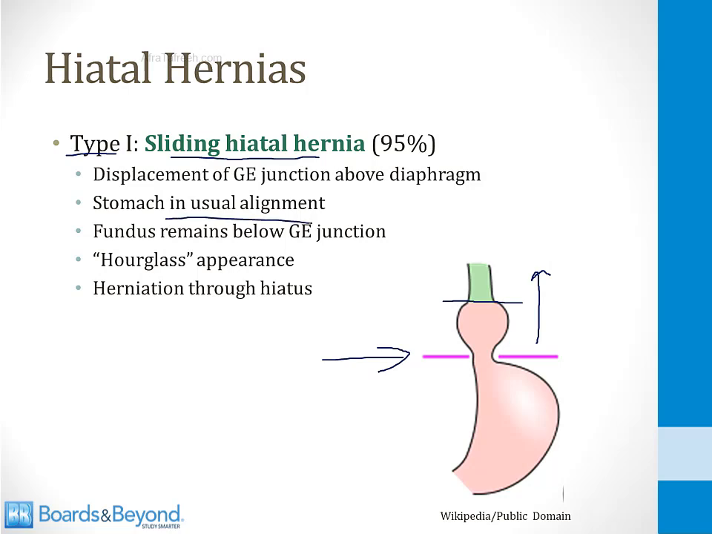The stomach is in its usual alignment. It's below the diaphragm with the fundus and the greater curvature where they normally should be. It's just that the junction is high up in the thorax. This will characteristically give an hourglass appearance on imaging of the stomach because the stomach is being pinched as it goes through the diaphragm, and it creates this hourglass shape to the stomach.